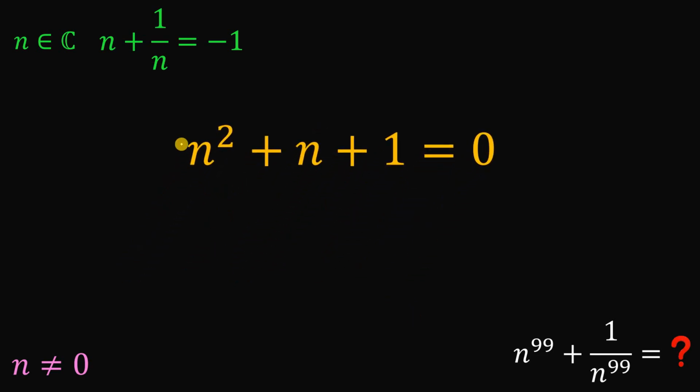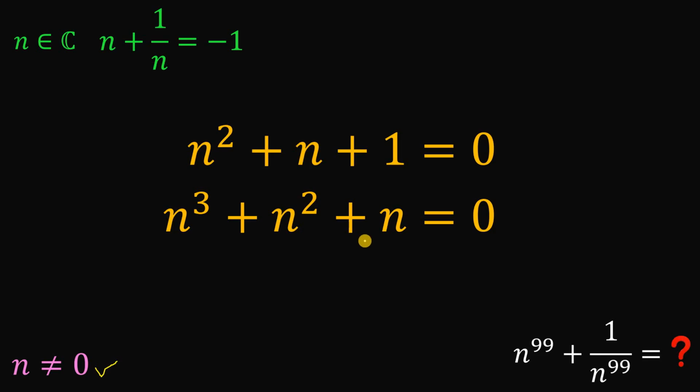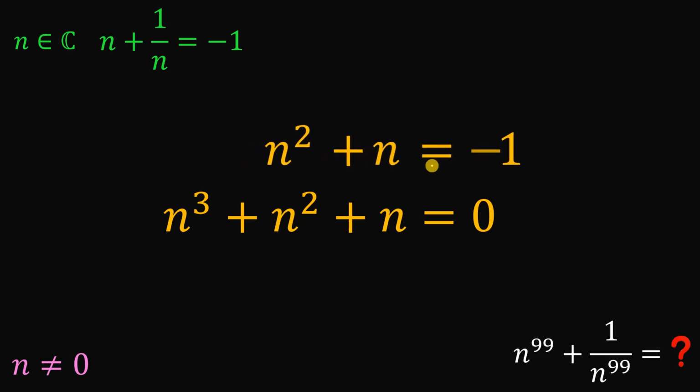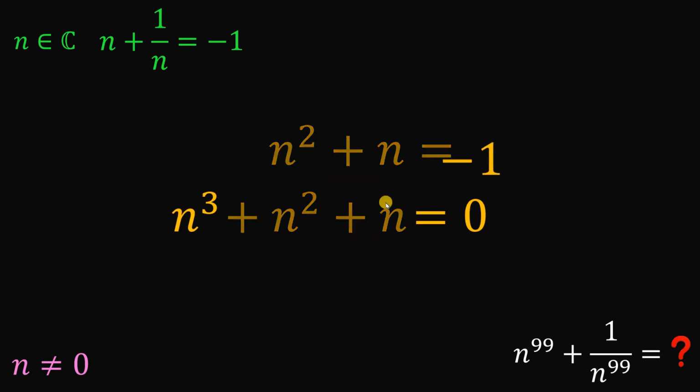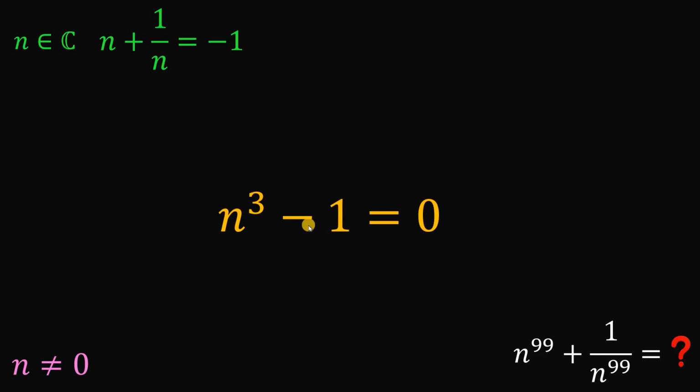And then, we will multiply again by n on both sides because we know n is not equal to 0. Here we go. So, we have n cubed plus n squared plus n equals 0. But, we can find the value of n squared plus n. Using the original equation, if we subtract 1 on both sides, we get that n squared plus n is negative 1. So we can replace n squared plus n with negative 1. And from here, if we add 1 on both sides, we get that n cubed equals 1.